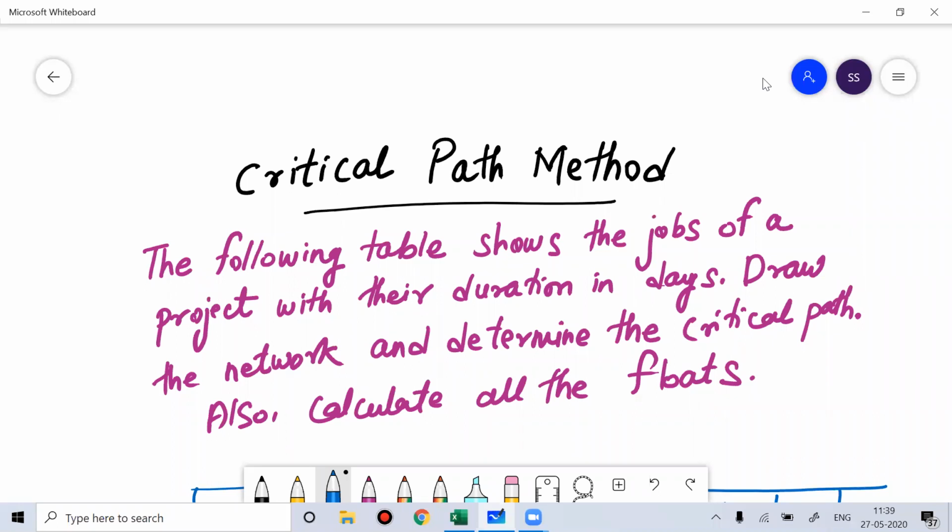As you can see in this question, I asked you to calculate the floats. There are three kinds of floats that we'll discuss here: total float, free float, and independent float. We'll discuss what floats are all about. But before we discuss floats, and before we discuss forward pass calculation and backward pass calculation, first let's draw the network diagram.